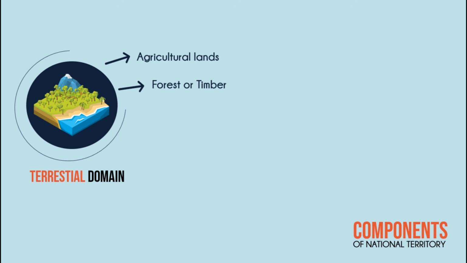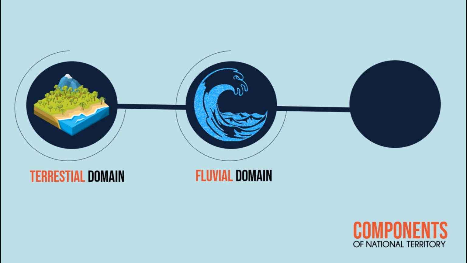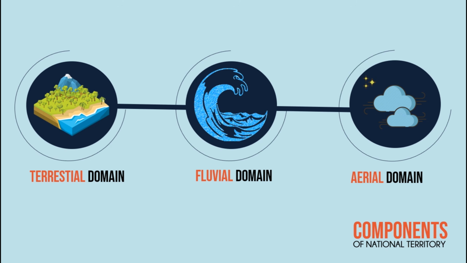First is what we call the terrestrial domain. This refers to the land, whether agricultural lands, forest or timberlands, mineral lands, and national parks under the sovereignty or jurisdiction of the Philippines. Second, the fluvial domain. This refers to the internal and external waters under the sovereignty or jurisdiction of the Philippines. And last is the aerial domain. This refers to the airspace above the land and water, excluding the outer space.